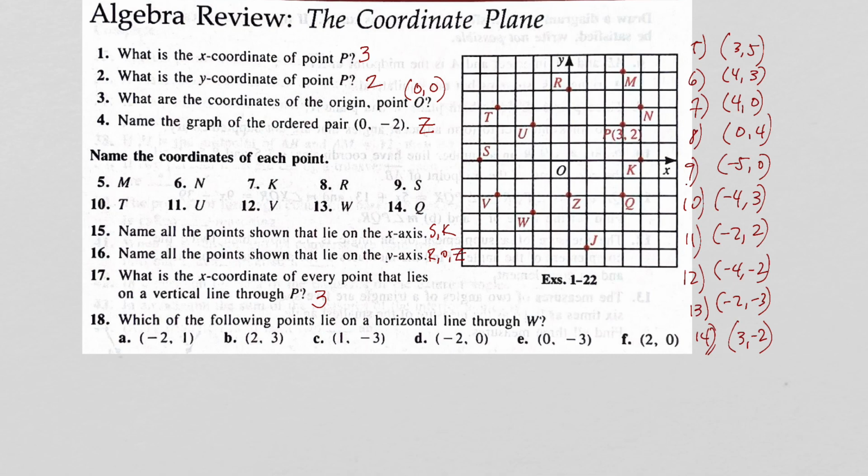Okay, which of the following points lies on a horizontal line? A horizontal is this way. This means if it's a horizontal line, these all have y values of negative 3. So I'm looking for anything with a y value of negative 3. So this one and this one. So C and E.